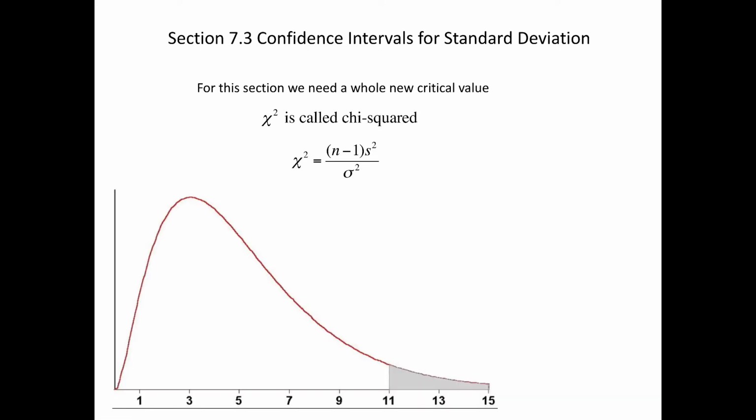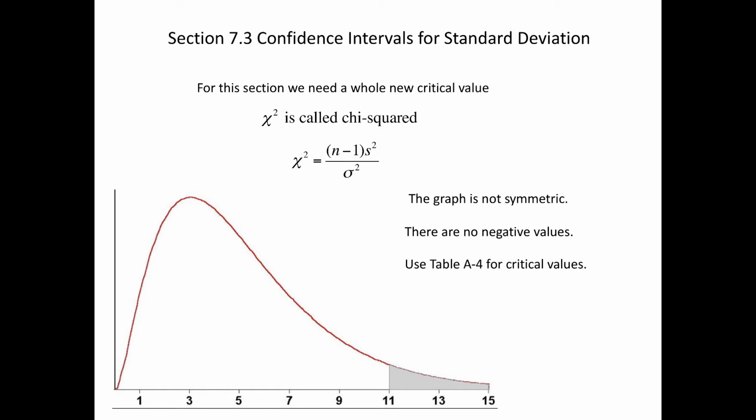Before we move on, there's a couple of things to know about the chi-squared distribution. First of all, it is skewed. That means that when you look up a critical value on the left, it's not the same as the one on the right. So the graph is not symmetric. Also, there are no negative values, because the squares would get rid of any negatives. And we're going to be using table A4 to look up the critical values. As we saw before in table A3, degrees of freedom is n minus 1.